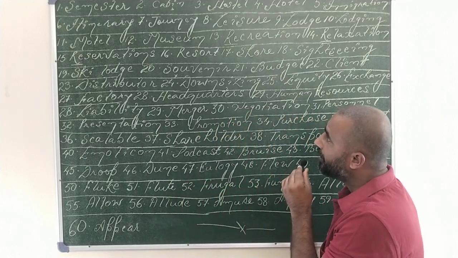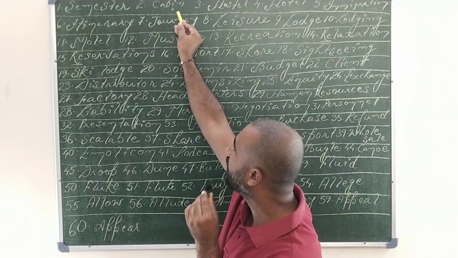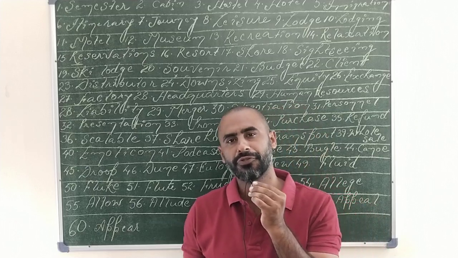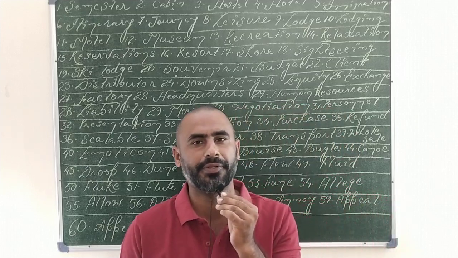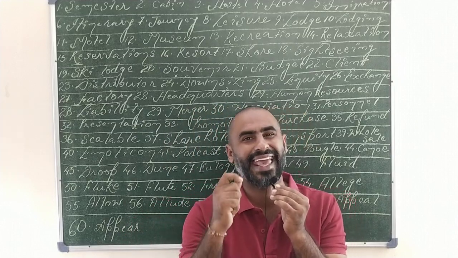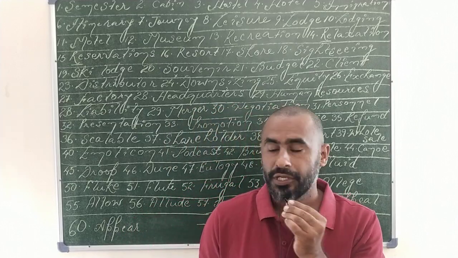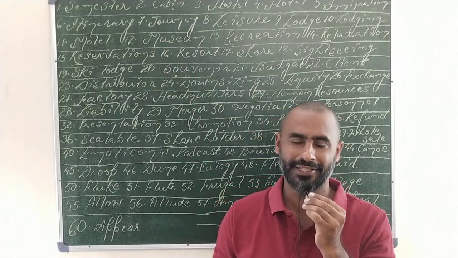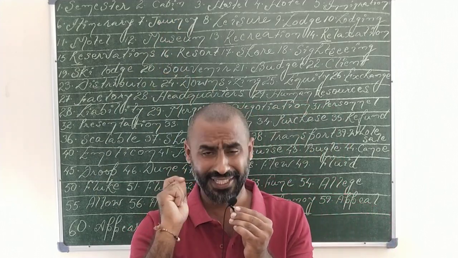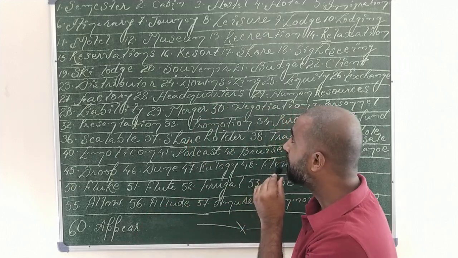Then we got the next one, and the next one is C-A-B-I-N. Most of you guys actually mispronounce this word, but let me tell you the pronunciation of that word will be cabin. Say with me, cabin. The A sound is there for that particular A. So say with me, cabin. Correct. Let me proceed to the next one.